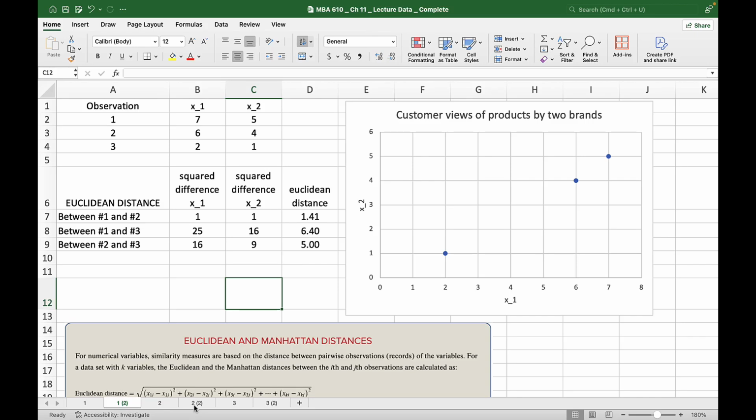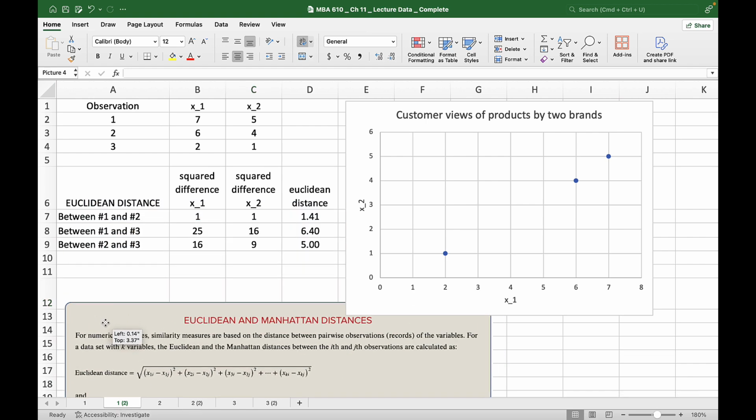All right, in the last video, we calculated the Euclidean distance between three pairwise observations, and we were calculating the distance based on how frequently they viewed, or the number of views they had of products by two different brands. And now in this next example, we're going to calculate the Manhattan distance.